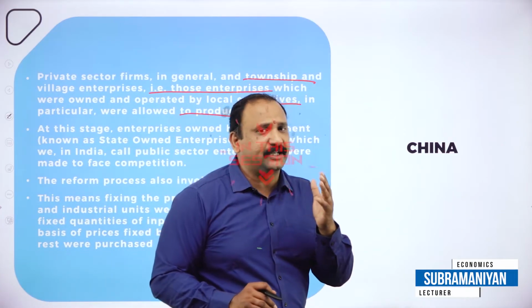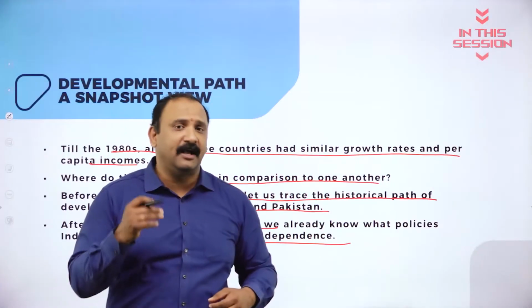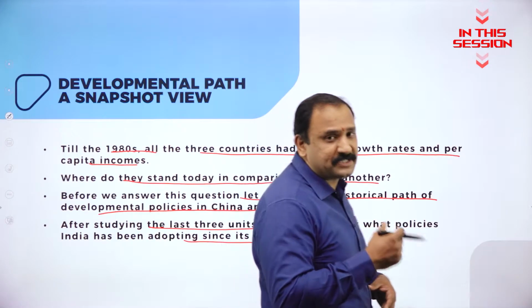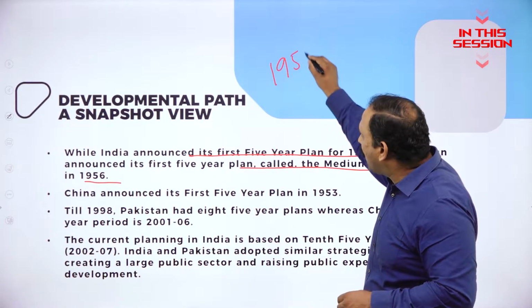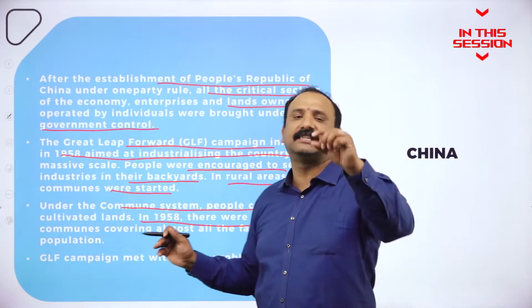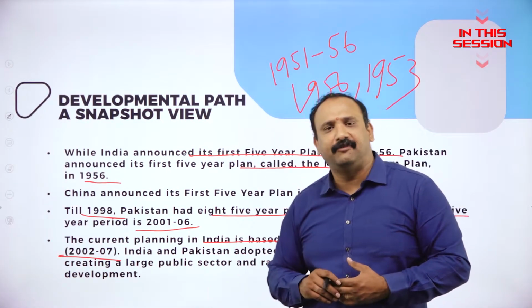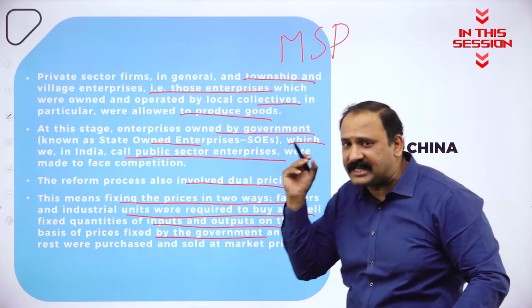1991, when we started going on the de-licensing mode, this is where we are trying to understand the growth, understand the developmental perspective altogether. India started at 1951 to 56. In 1958, there were 26,000 communities. Look at the 10th five-year plan. Then we came over the 11th, 12th, and now we are on the 13th five-year plan in the minimum support price. So the government will set a minimum price.